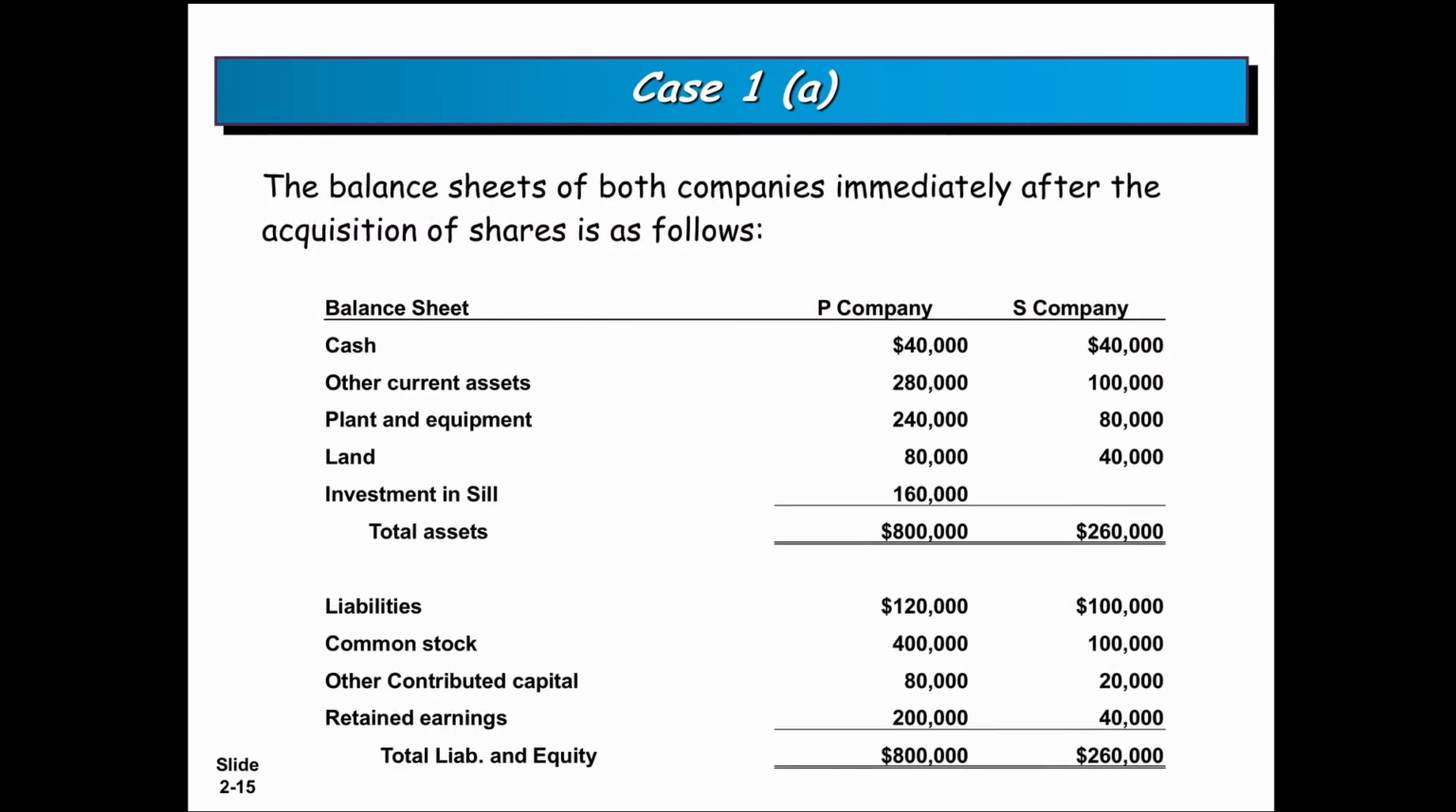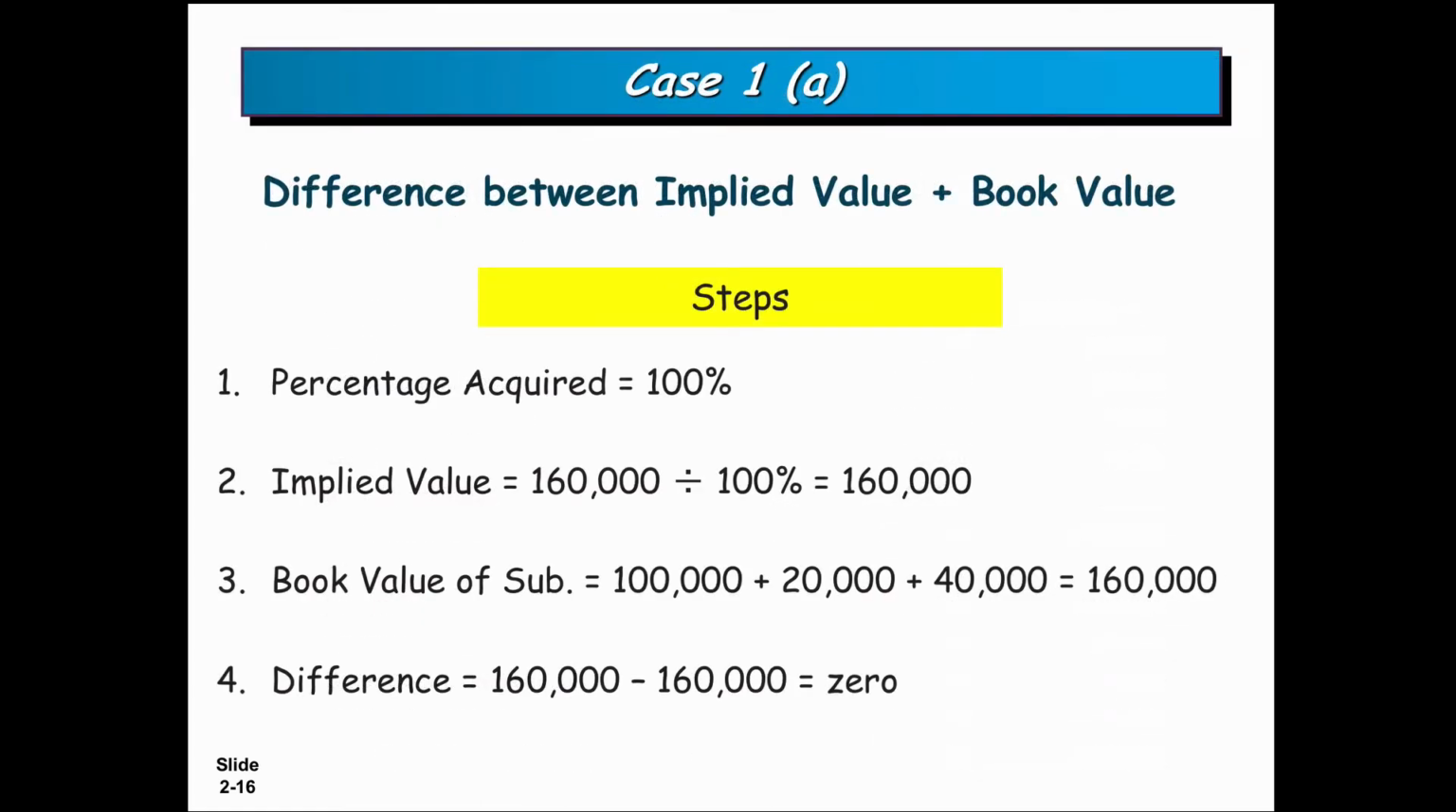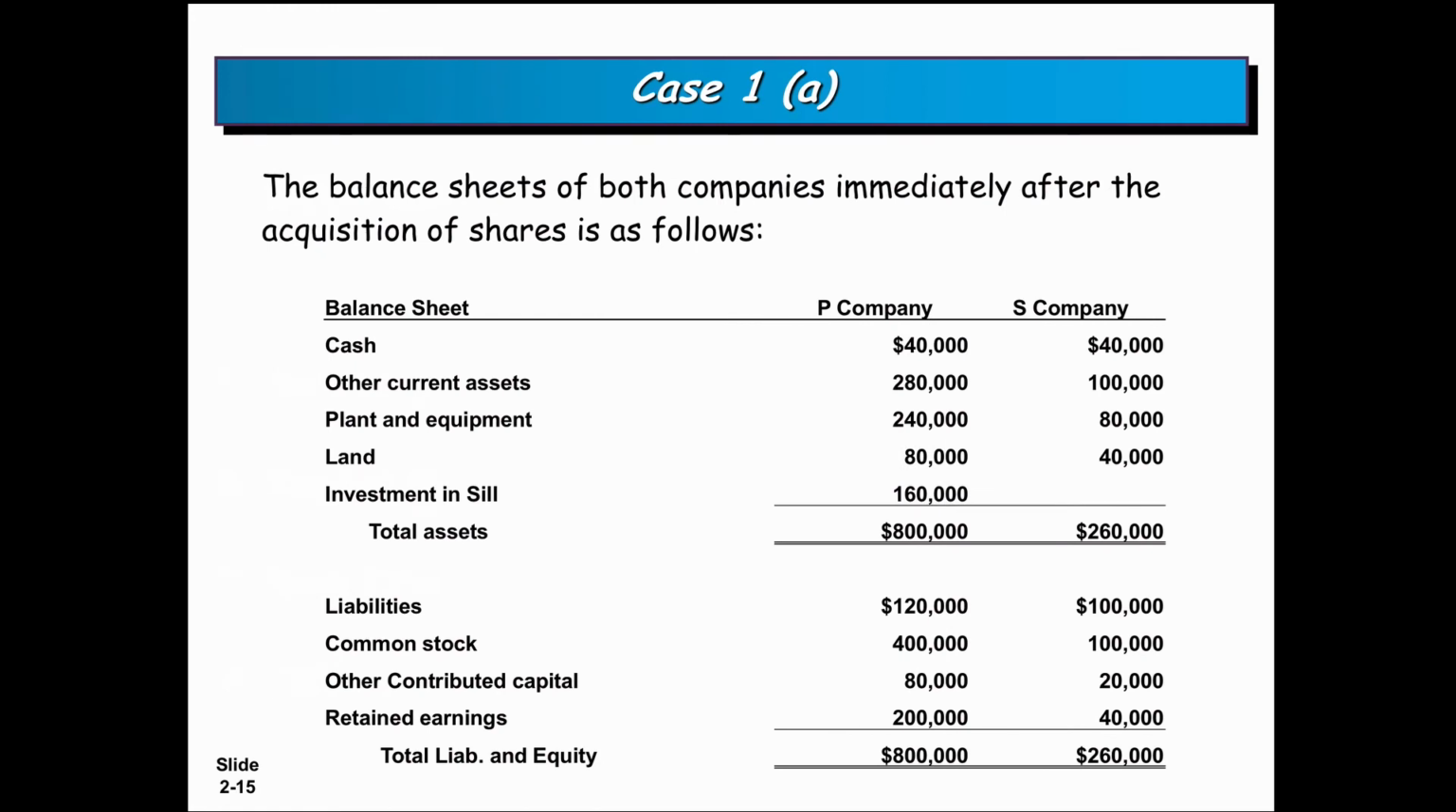The balance sheet of both companies immediately after the acquisition, as you can see here, the parent company with a subsidiary company. And now we need to see the difference between the implied and the book value. First, the parent acquired 100%. The implied value, which is the purchase price 160 divided by 100%, we get 160. And the book value of the subsidiary is 160. From where do I get it? Here, if you look at the last three amounts, common stock, other contributed capital, and retained earnings of the subsidiary, if you add them together, you get 160.